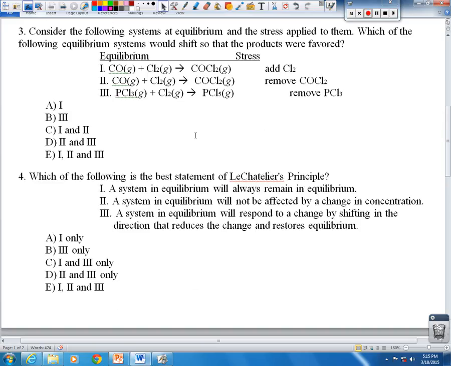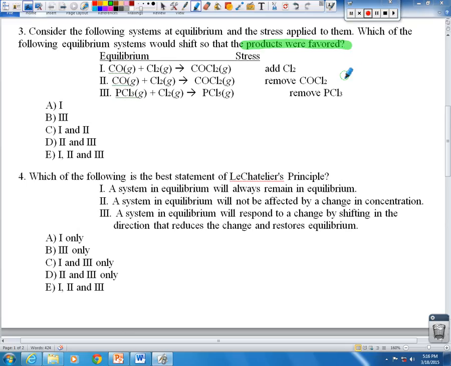All right, let's look at this one. Consider the following systems in equilibrium and the stresses applied to them. Which of the following equilibrium systems would shift so that the products were favored? Second period, I have graded y'all's Le Chatelier assignment, the one that were actually essay questions. Y'all did terrible on those because you did not answer the question. We're going to go over those tomorrow. It said, explain and predict the change of K and the moles of CO in the first one. And nobody did; they just put shifts this way and shifts that way. I mean, I know what the question says. I've got a key to it.